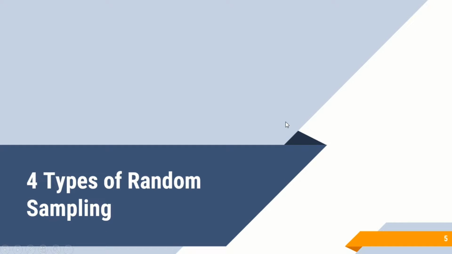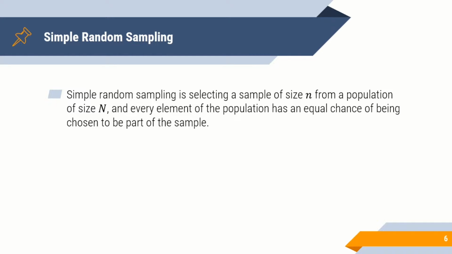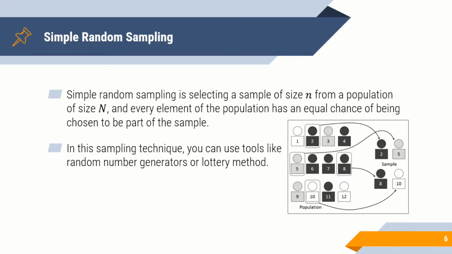Now let's move on to the four types of random sampling. The first one is simple random sampling. It is selecting a sample of size n from a population of size N, and every element of the population has an equal chance of being chosen to be part of the sample. In this sampling technique, you can use tools like random number generators or the lottery method. This is the most basic sampling technique since there are no rules to dictate how you will choose your sample.